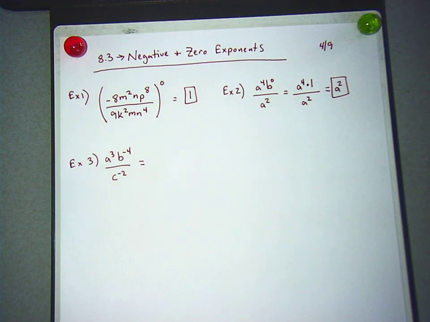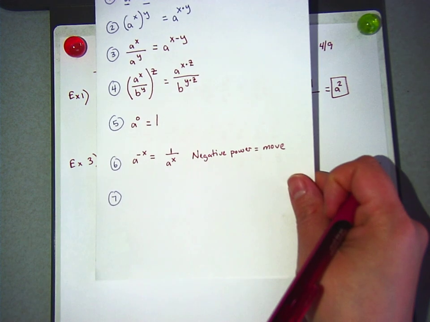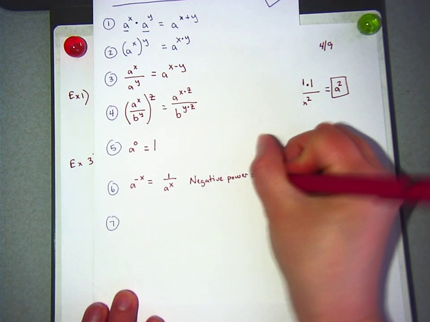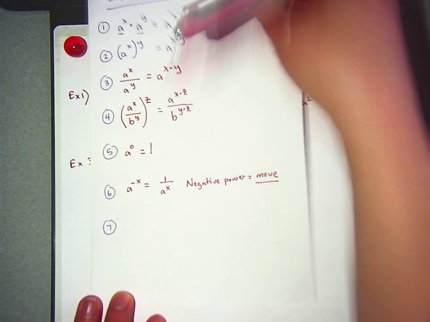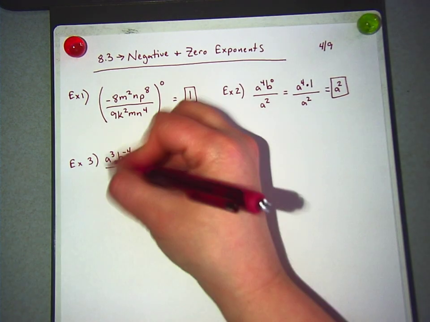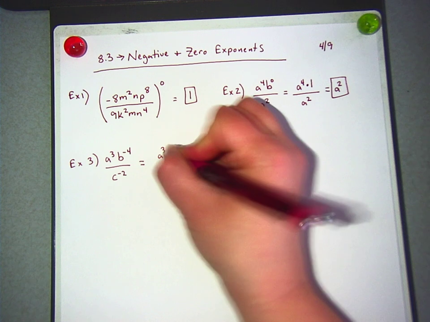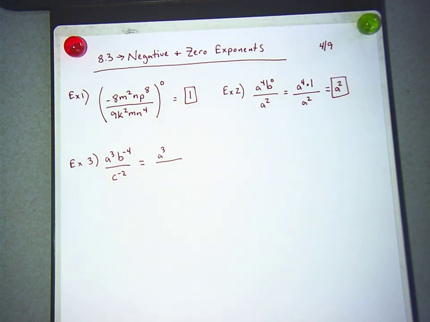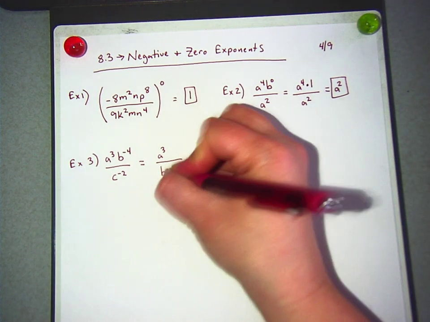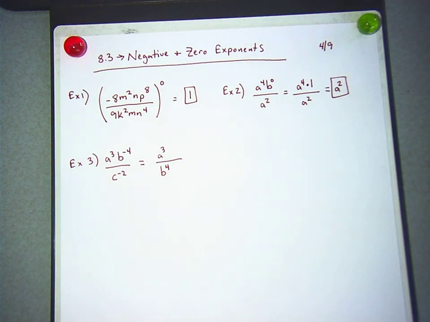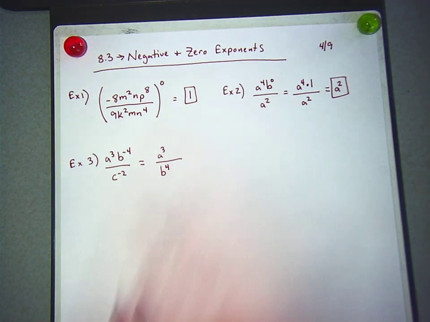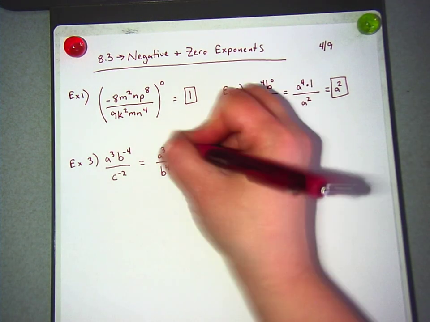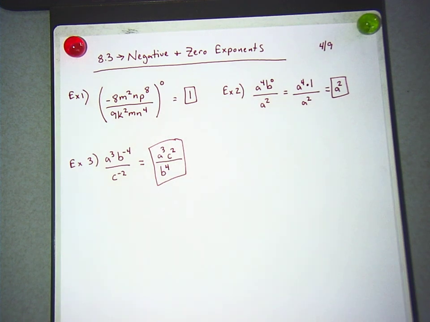All right, so as it says on your note sheet, anything with a negative power needs to move. So this a to the 3rd is going to stay on top. But the b to the negative 4th is going to move to the bottom, and once you move it, it becomes positive. What about the c? So the c needs to move to where? To the top, and once you move it, it becomes positive, and that's the answer.